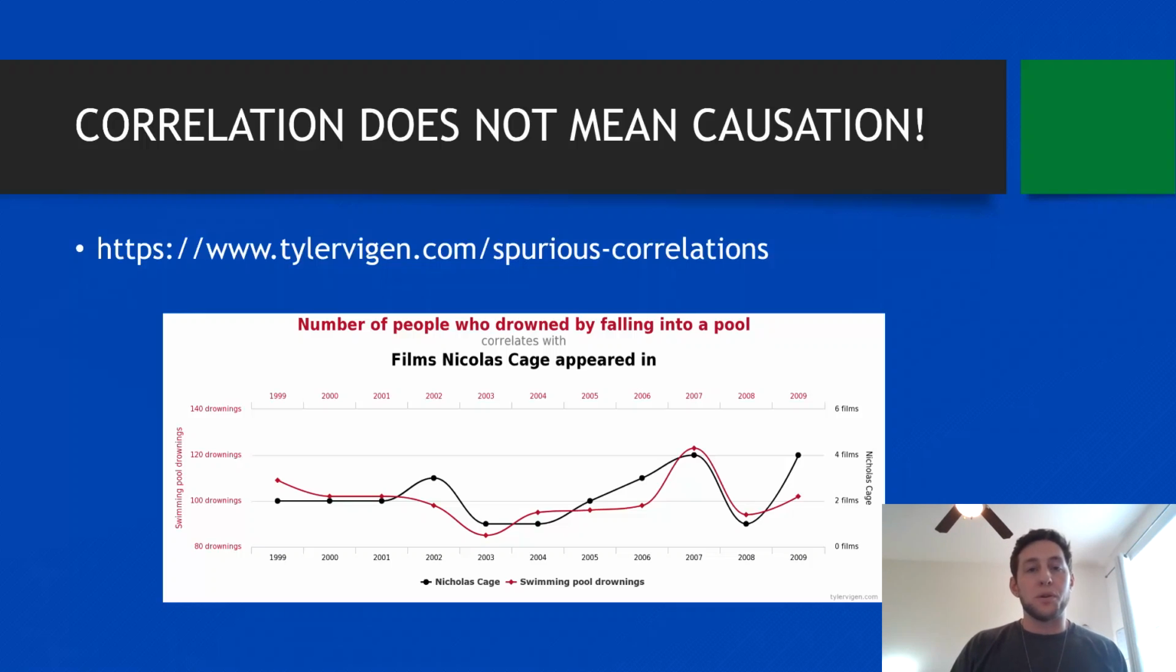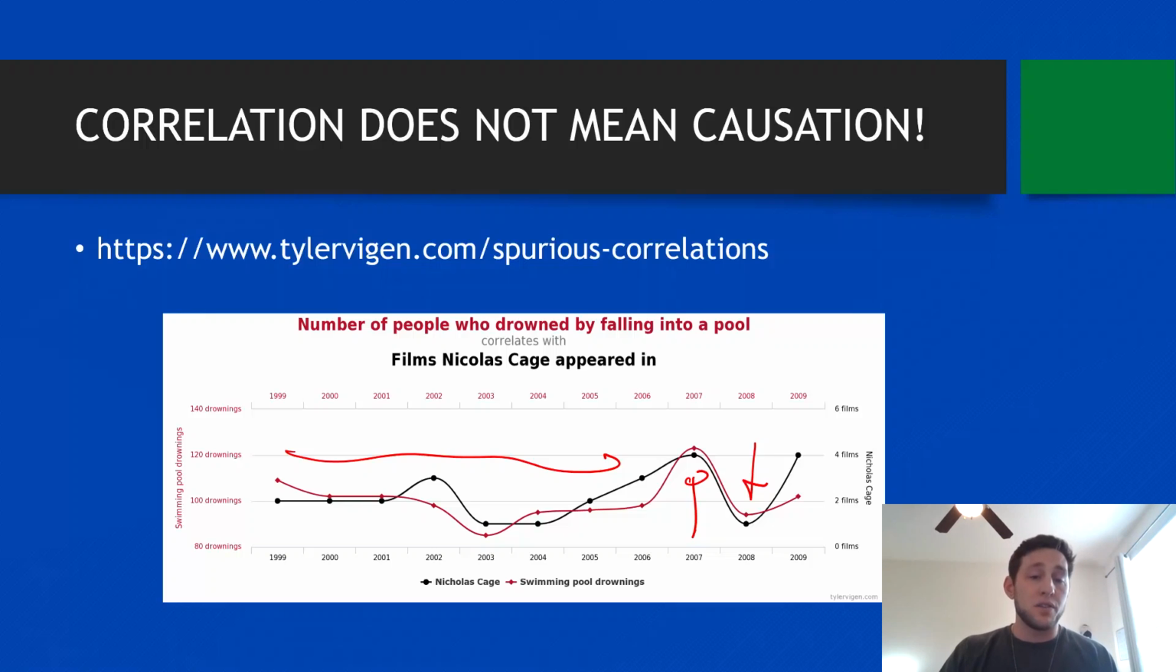As a somewhat humorous, somewhat dark example, here's something that is insanely correlated. The number of people who have drowned by falling in a pool, you'll see in red, and films Nicolas Cage appeared in, you will see in black. Notice when one goes up, the other goes up. When one goes down, the other goes down. And they follow each other quite a bit of the way. These are insanely correlated, kind of crazily so.